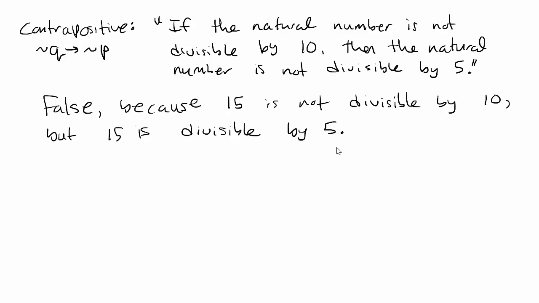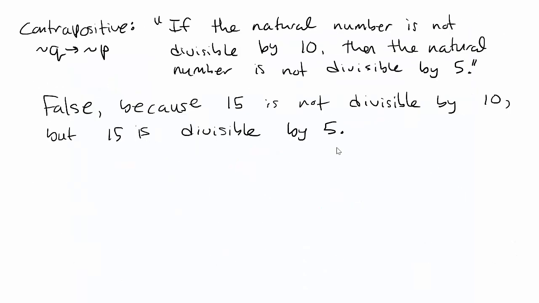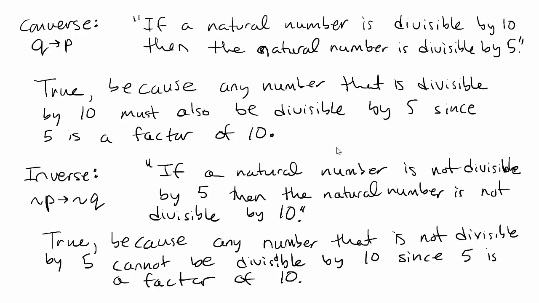And then let's go back to the first one. So you see how the truth value for the conditional statement and the contrapositive are the same. Both of those were false. And notice how the converse and the inverse had the same truth value. Both were true.